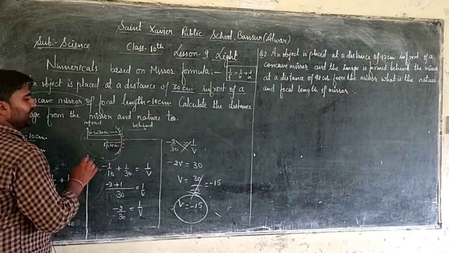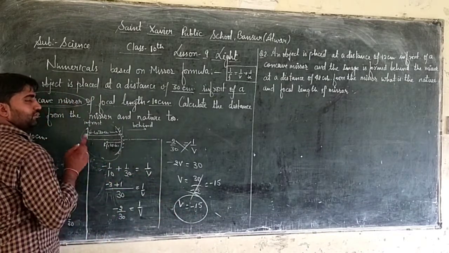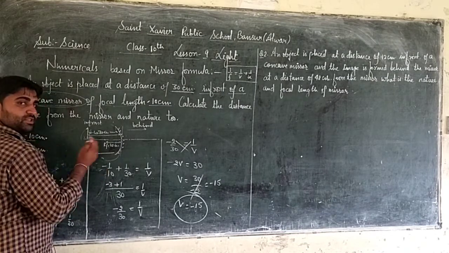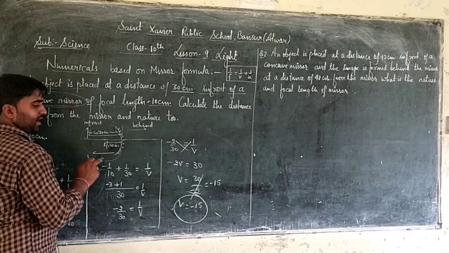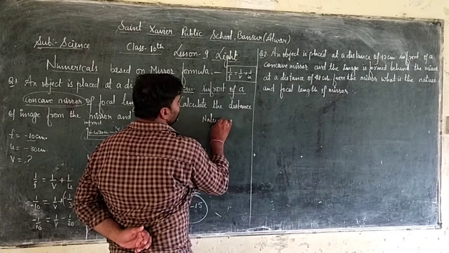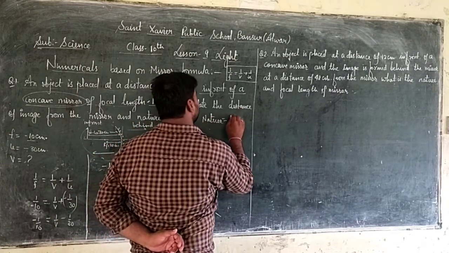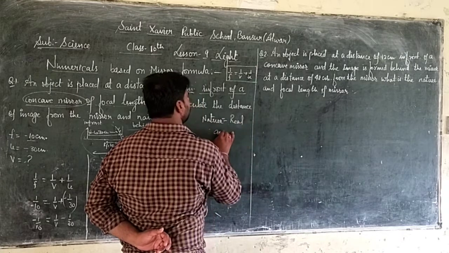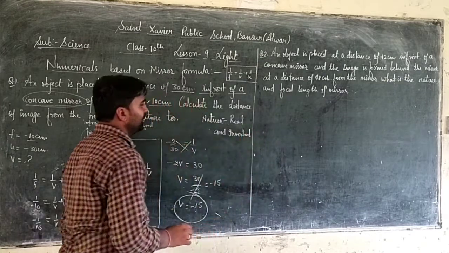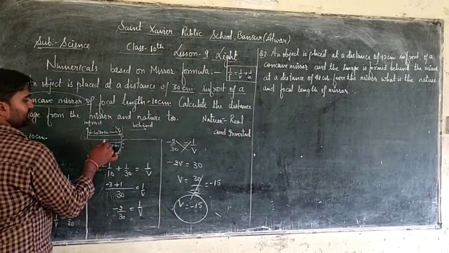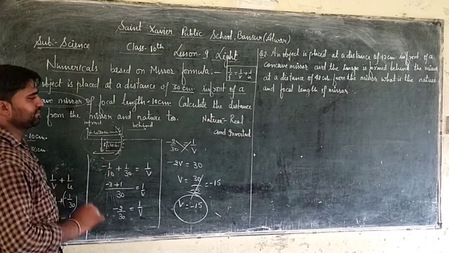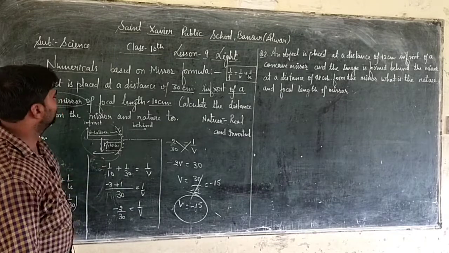I want to tell you that if v is negative 15, it means this image is forming in this direction, because it is the negative direction. And if it is negative, then the nature of this image will be real and inverted. Real and inverted, and at 15, the image is formed here. So we have solved the first numerical.